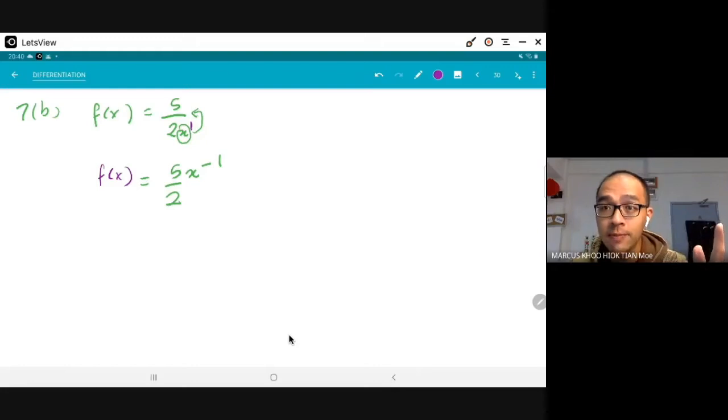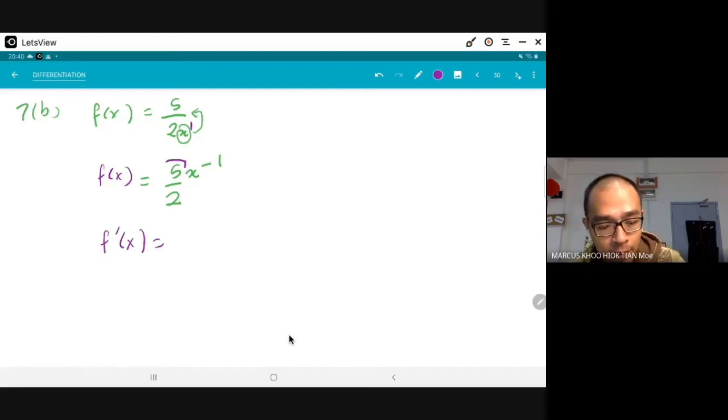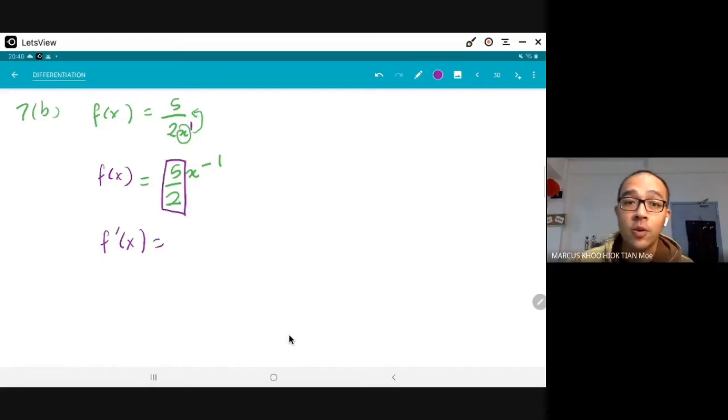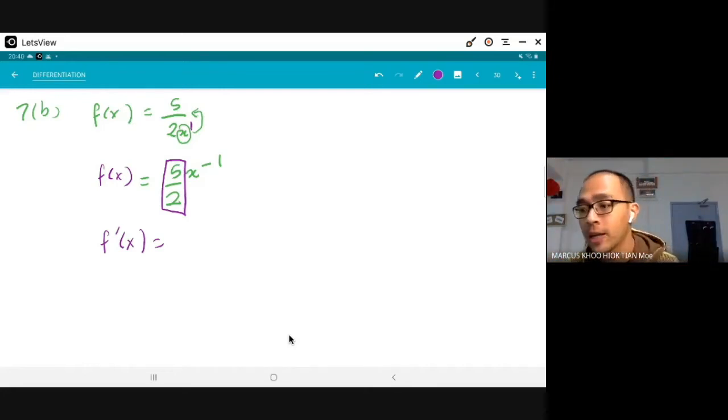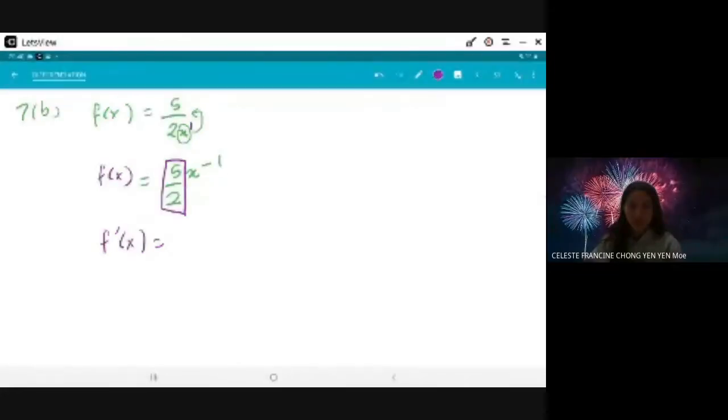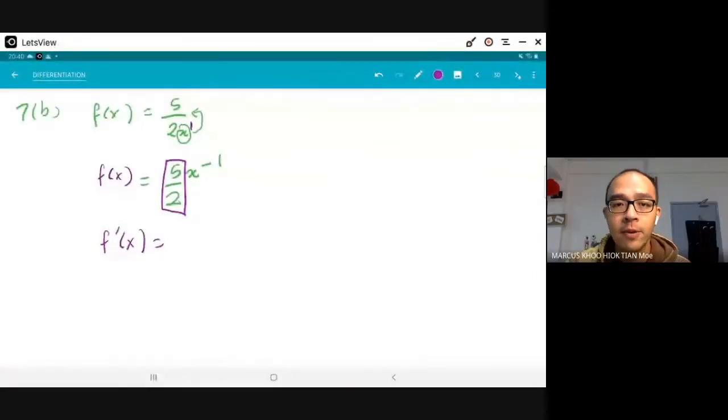Then you find the first derivative, f prime x. Use the same principle. The number in front now is a fraction, 5 over 2. Also no problem, fraction only. Just bring it forward and minus 1 and then bring the x power down. You will get the same answer as the answer shown over there. Give it a try and see. Okay, 5 more minutes, people.